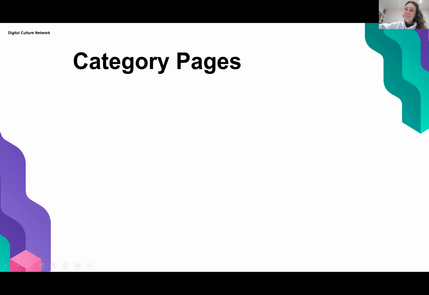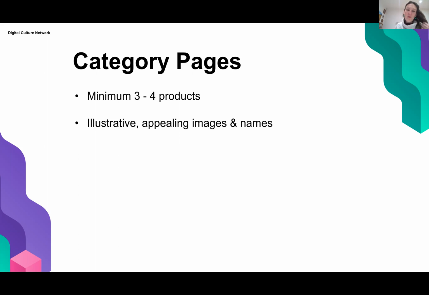So those menus and those banners are going to take us to the category page. Now, on this page, we want to make sure that we're offering our customers a selection. In order for it to feel like a genuine choice, there needs to be at least 3 or 4 products on that page. And also, we want lovely, appealing images and nice, clear names. We want our prices very clear and visible. We want to make sure that we are displaying our best-selling items first.